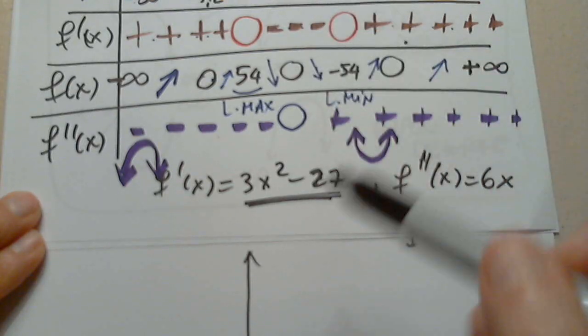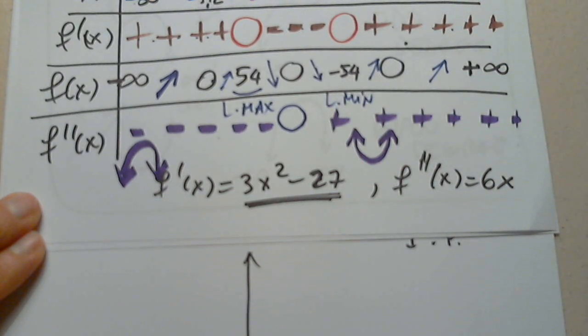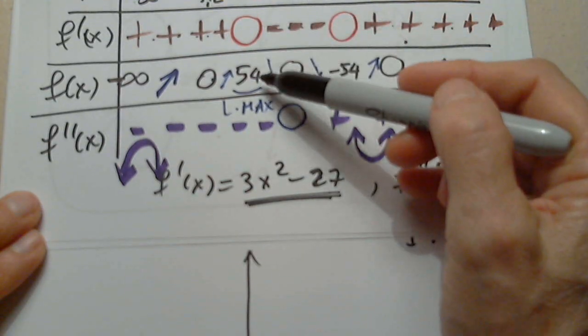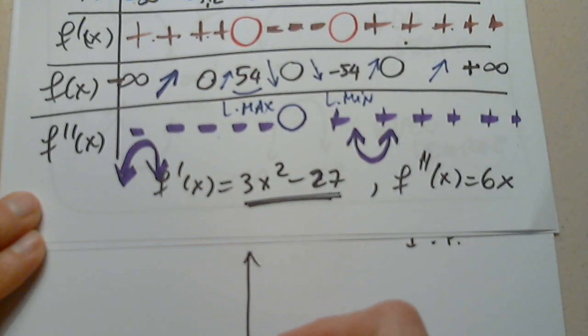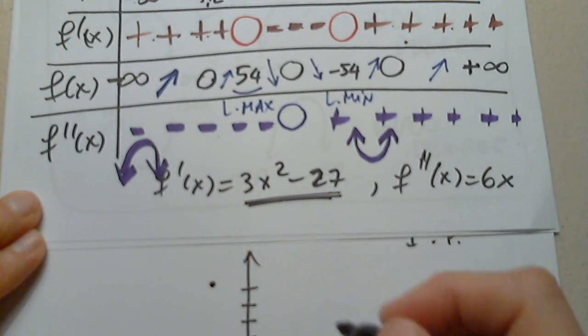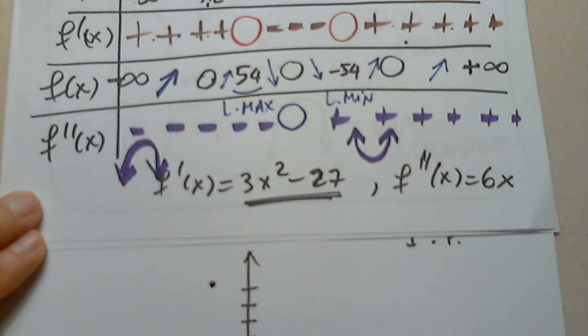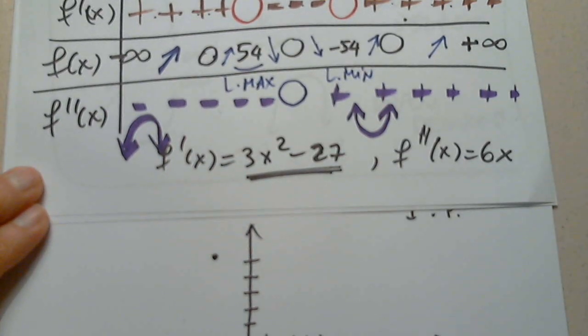Now I plot (0, 0). Now I plot (-3, 54). I'm going to say 10, 20, 30, 40, 54. And on the other side, 10, 20, 30, 40, 50, 54. I have all the points.